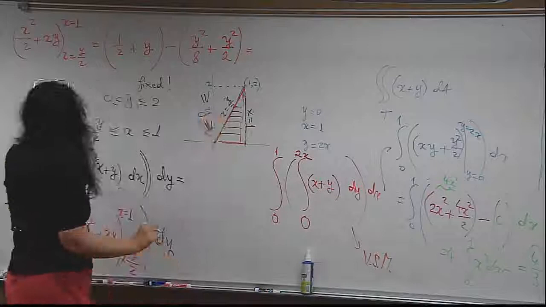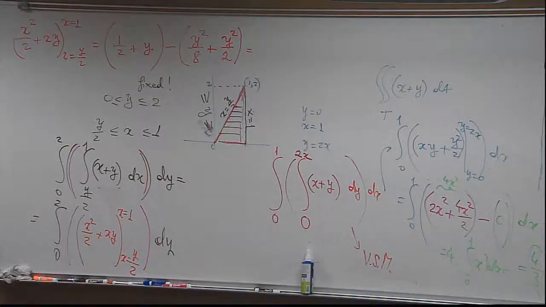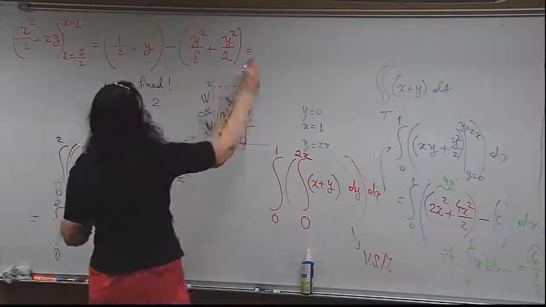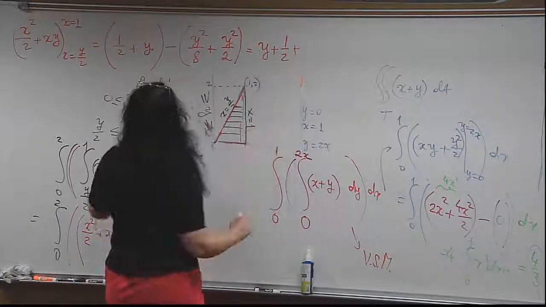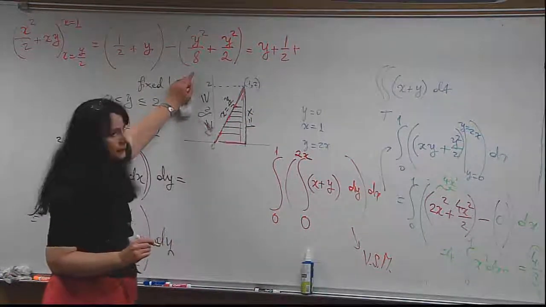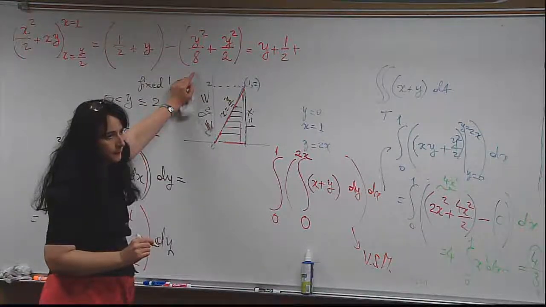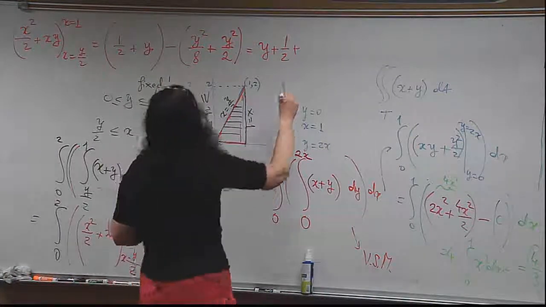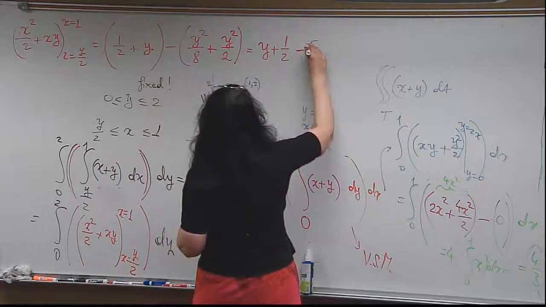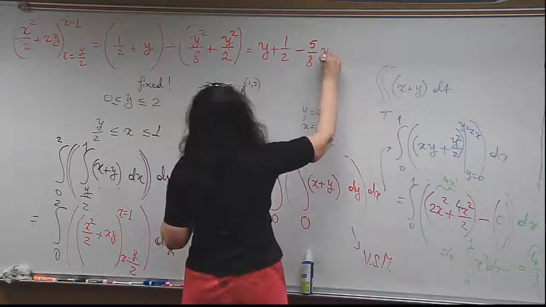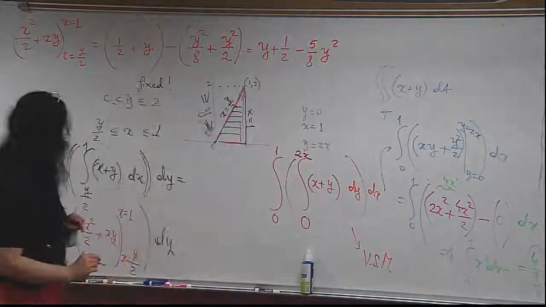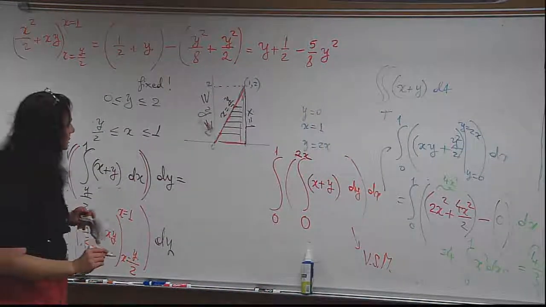Is this hard? It's very easy to make an algebra mistake on such a problem. Unfortunately, I have y plus a half plus what? What is a half plus an eighth? 5 over 8 with a minus y squared. So hopefully I did this right.